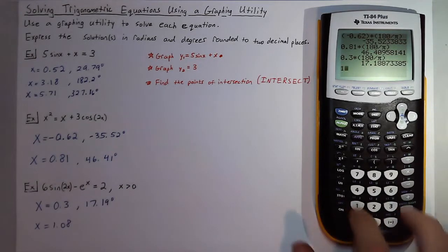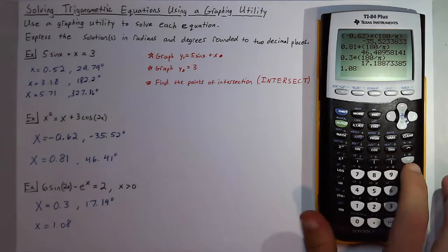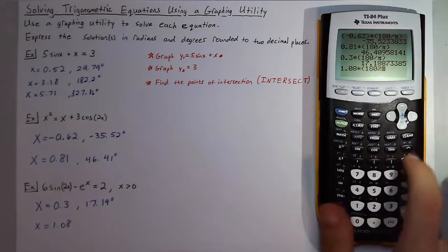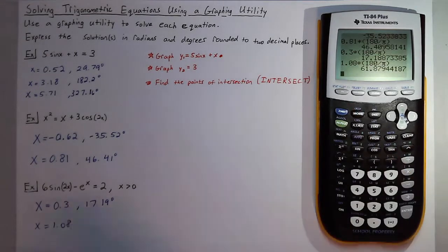And then 1.08 times 180 over pi, I get 61.88 degrees. And that is how you solve trigonometric equations using a graphing utility.